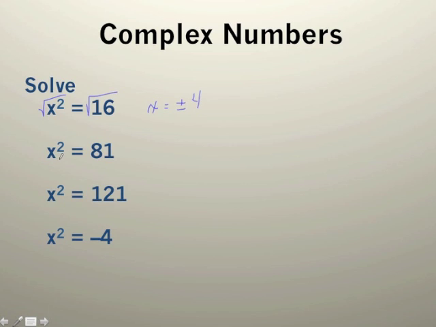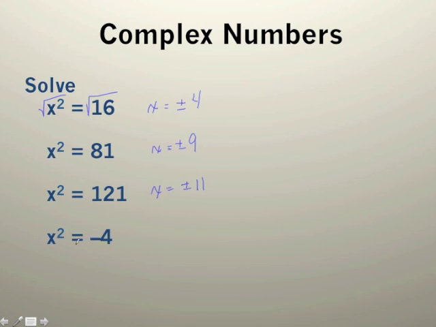Solving the next equation in a similar manner, x squared equals 81. Well, the square root of x squared is x, and the square root of 81 is plus or minus 9. X squared equals 121. The square root of x squared is x, and the square root of 121 will be plus or minus 11.